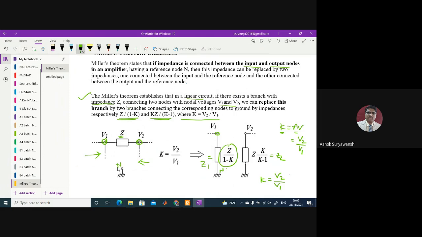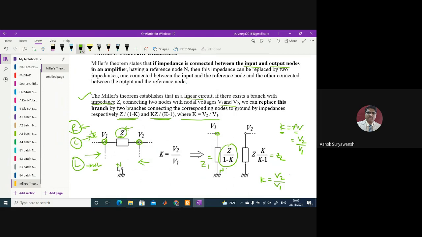Again, it is not only impedance between the input and output. There can be resistance, capacitance, or inductance between the input and output. If it is an impedance, it is always Z. If there is a resistance, it is R. If there is a capacitance, it will be the reactance of the capacitor, that is 1 upon omega C. And if there is inductance, its reactance will be omega L.